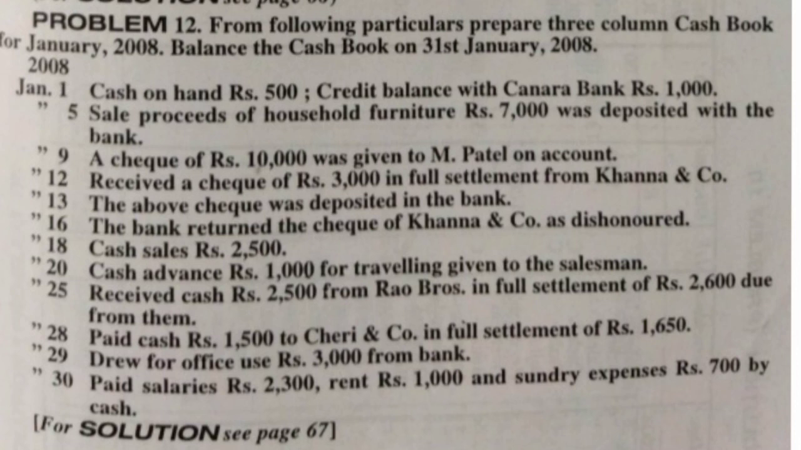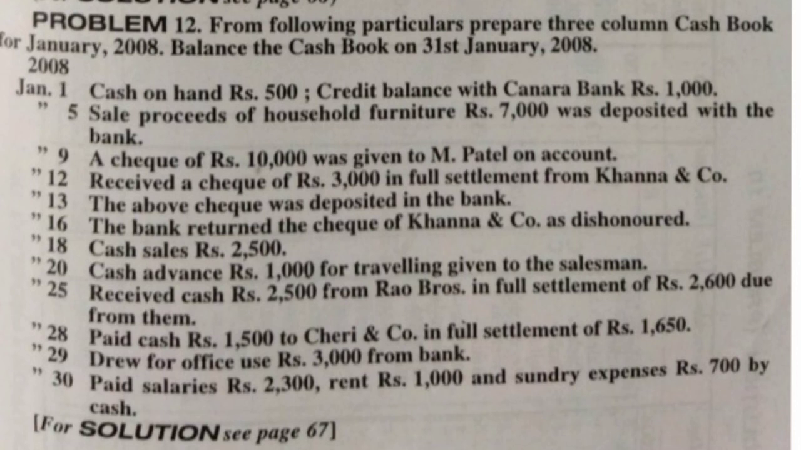Next one, drew for office use rupees 3000 from bank. So it is for office use. The entry would be cash account debit to bank account. Cash account debit to bank account, it is a contra entry. So debit the cash column with rupees 3000 and credit the bank column with rupees 3000.